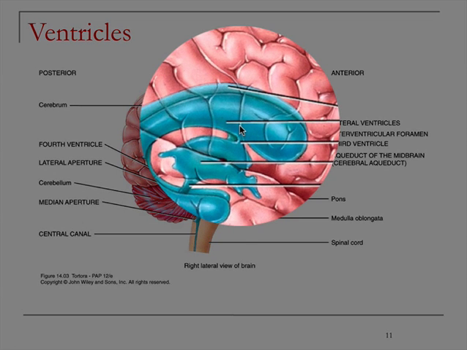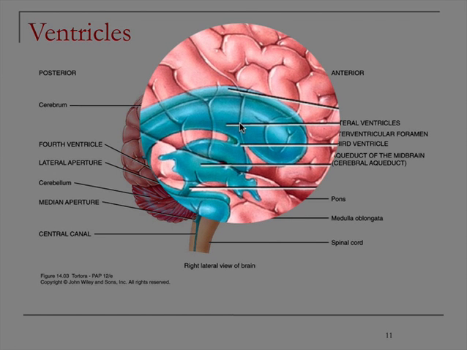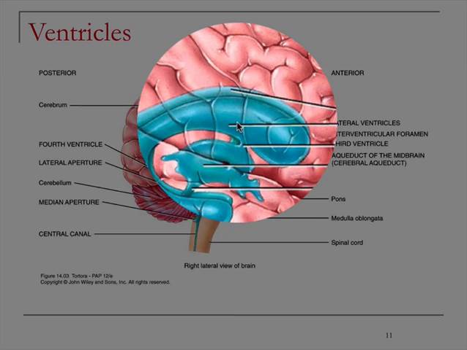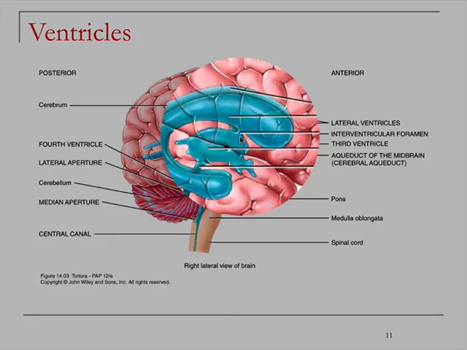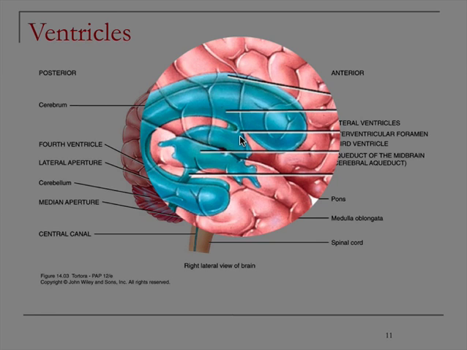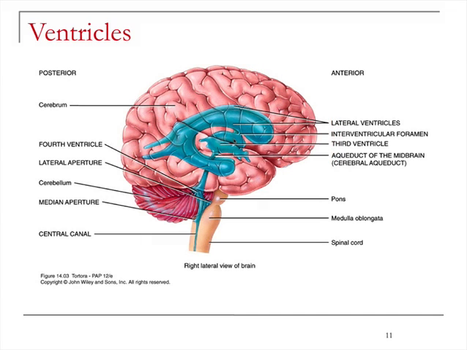In this picture, we can see the location of the four ventricles. There are two lateral ventricles, and cerebrospinal fluid is made within them, and we'll talk about that in a minute. That fluid travels through a space called the interventricular foramen and goes into the third ventricle. Cerebrospinal fluid is also produced in the third ventricle.